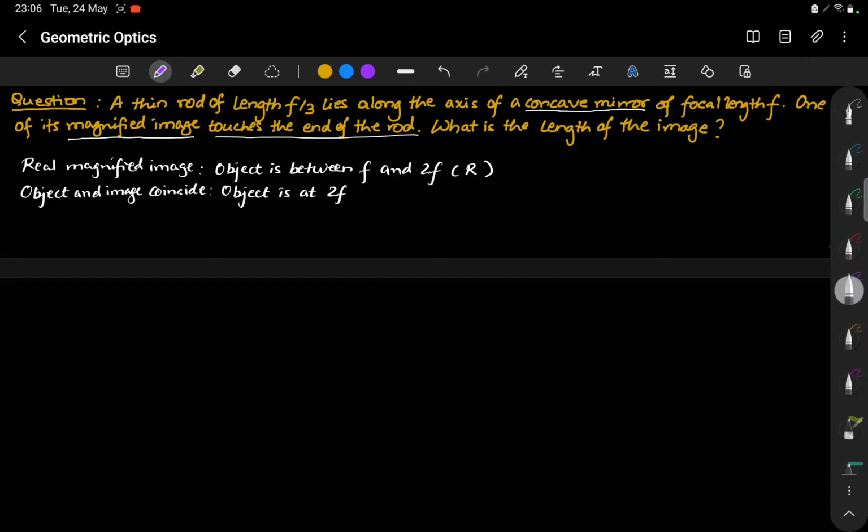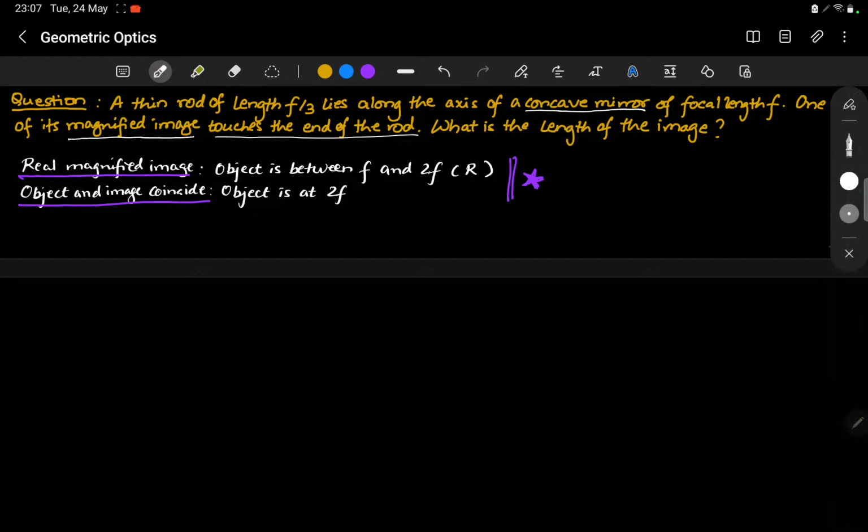So these are two important points to note before we start. These will help in drawing the diagram and subsequently solving the question. So where the real magnified image is formed and where the object and image coincide. So now let us draw the diagram.